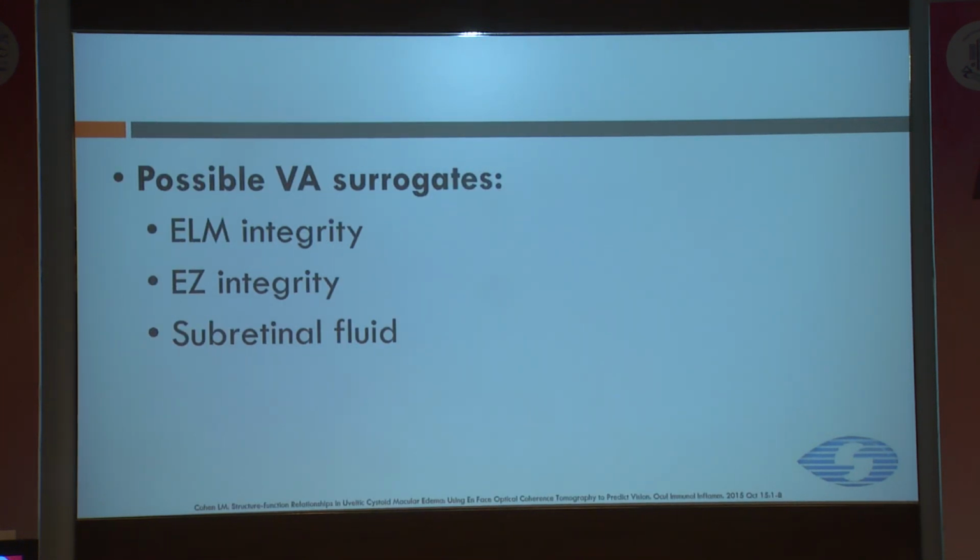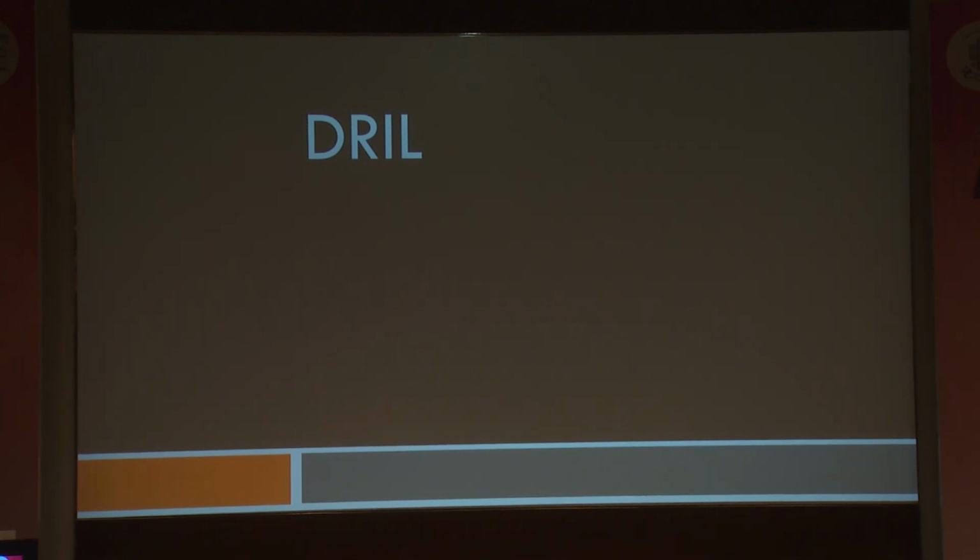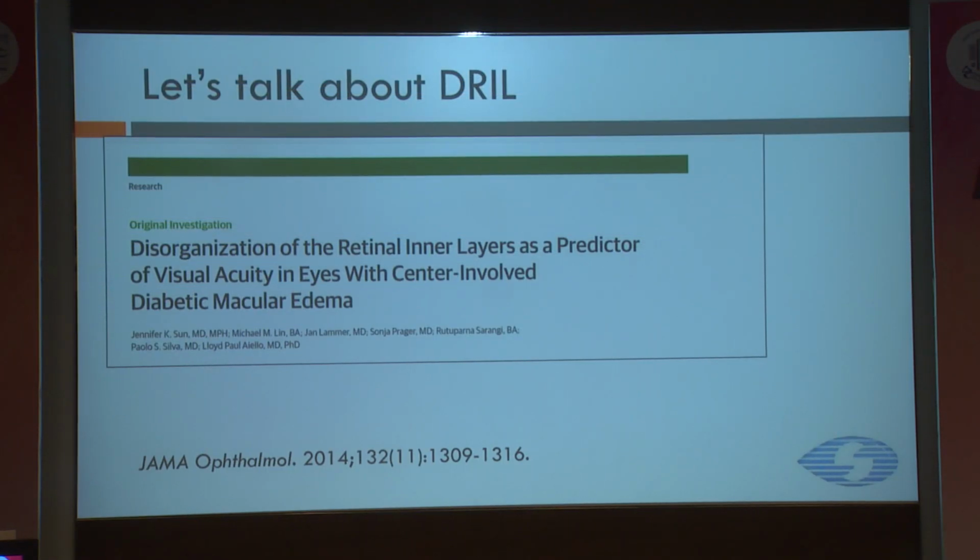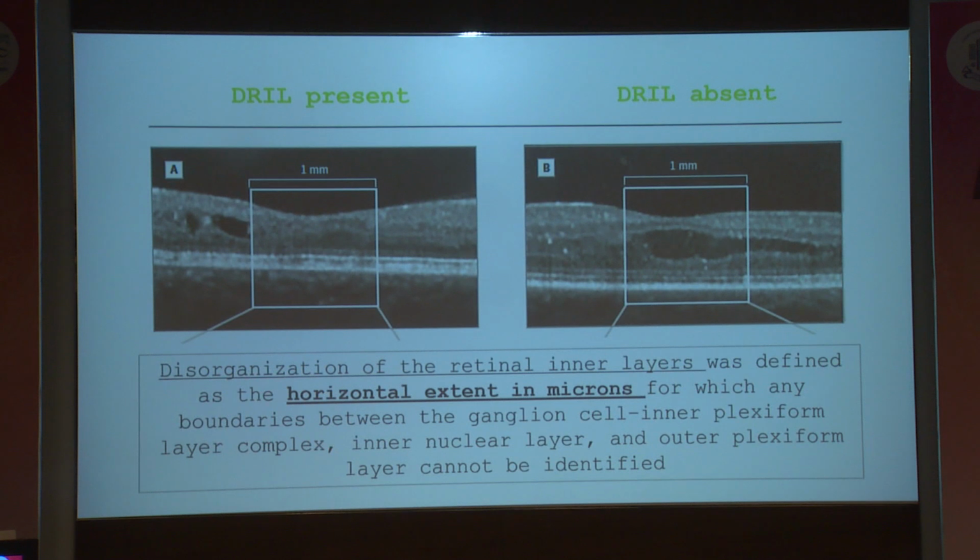Possible visual acuity surrogates have been the ELM integrity, the EZ integrity, and the presence of subretinal fluid. I think all of these are going to be discussed by later speakers in detail, so I'll just discuss a few of them and the more important ones. So DRIL was one of the markers published first by Dr. Jennifer Sun in 2014, and this is very important.